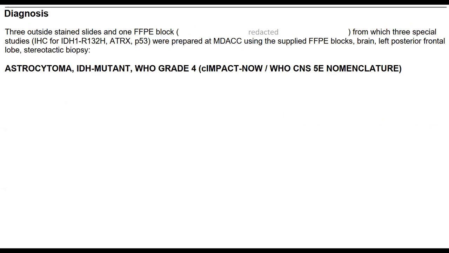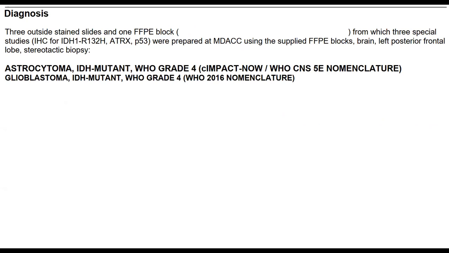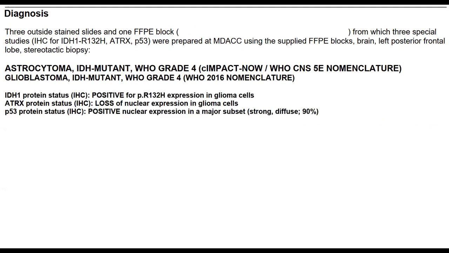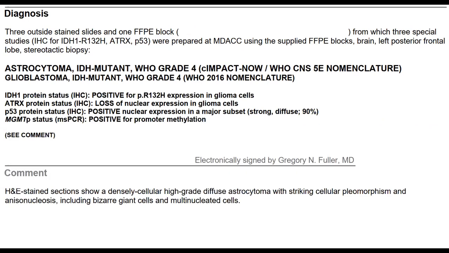All right, that's the necrosis and the vascular proliferation by cIMPACT and soon to be CNS5 nomenclature. And then we'll put in lower font, glioblastoma, IDH mutant grade 4, it's still there because we're in the transition period between the 2016 and the forthcoming 2021. And there's the molecular data in the diagnosis line. And here we go, H&E stained sections show a densely cellular high-grade diffuse astrocytoma with striking cellular pleomorphism and mitoses, including bizarre giant cells, multinucleate cells.